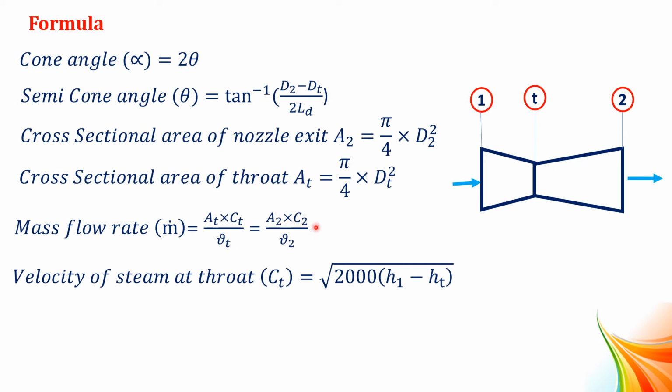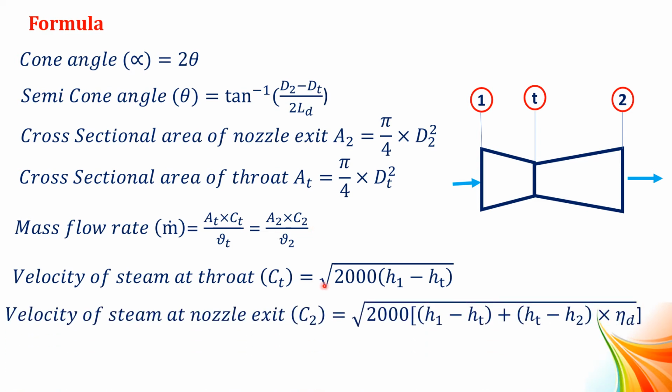Then C2 is the velocity of steam at the exit of the nozzle, which is calculated by using this equation: C2 equals square root of 2000 into (H1 minus HT plus (HT minus H2) into eta d). So here H1 minus HT is the enthalpy drop in the converging part. Here there is no loss due to friction.